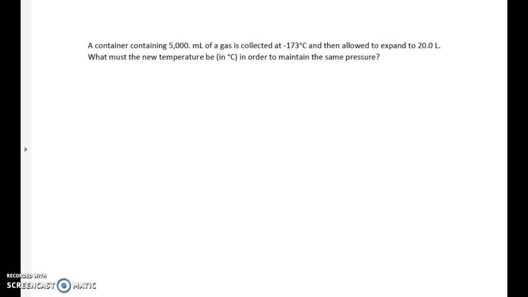Remember, pressure has to do with collisions. Anytime particles are colliding with the walls of the container, you get pressures. What this is saying is the number of collisions are staying the same.